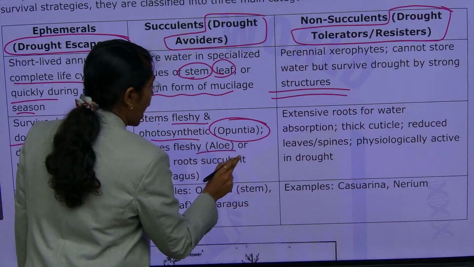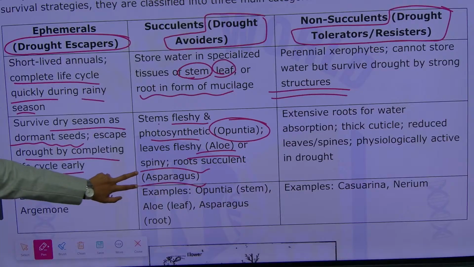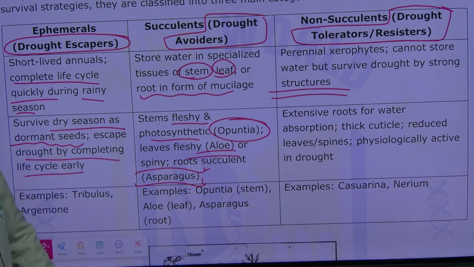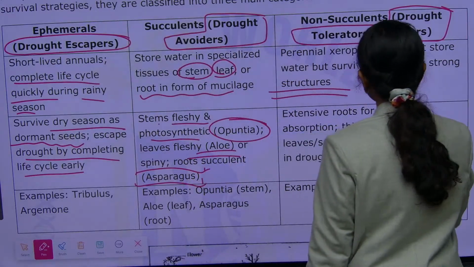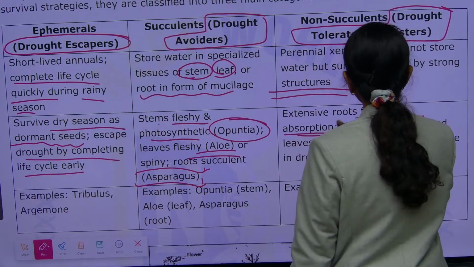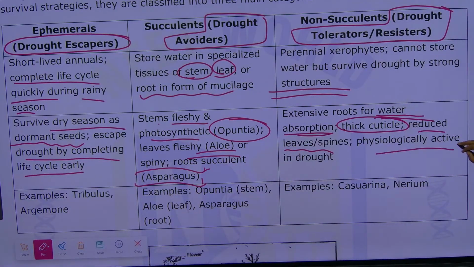Example is aloe vera, or spiny. Root succulents, for example, asparagus. Okay. Next, non-succulents: extensive roots for water absorption. They have thick cuticle, reduced leaves and spines. Physiologically, they are active in drought conditions.